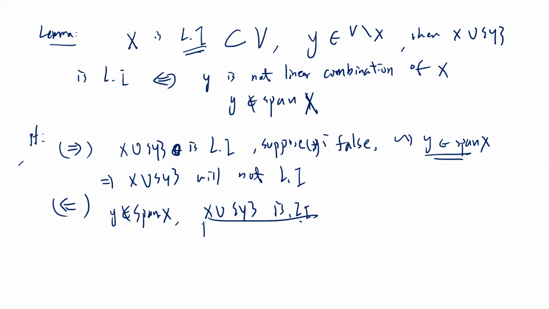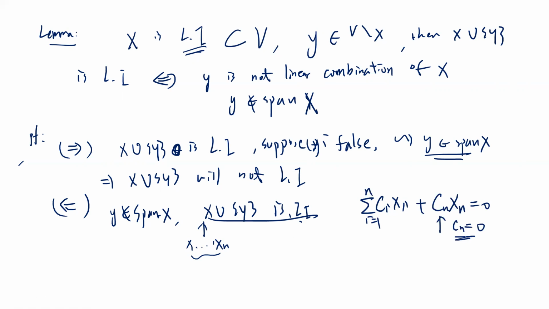So let's say this is x1 up to xn. Actually, it can be infinite, right? But we only take the finite of them. And then I ask about c1 x1 plus ... plus cn xn, which is 0. And first, I claim that cn must be 0, right?